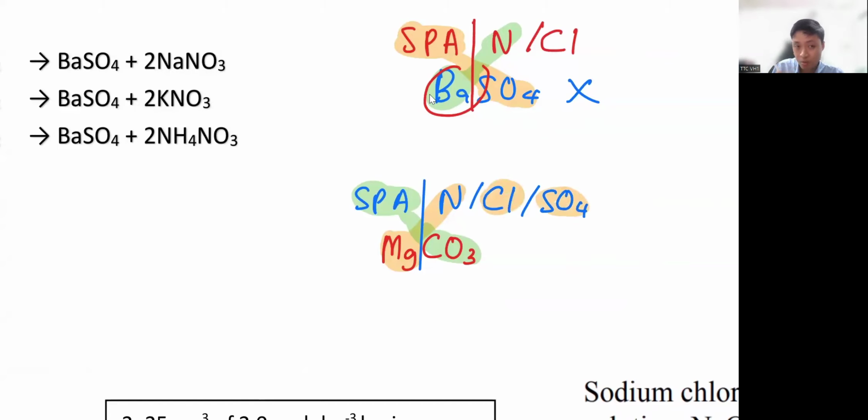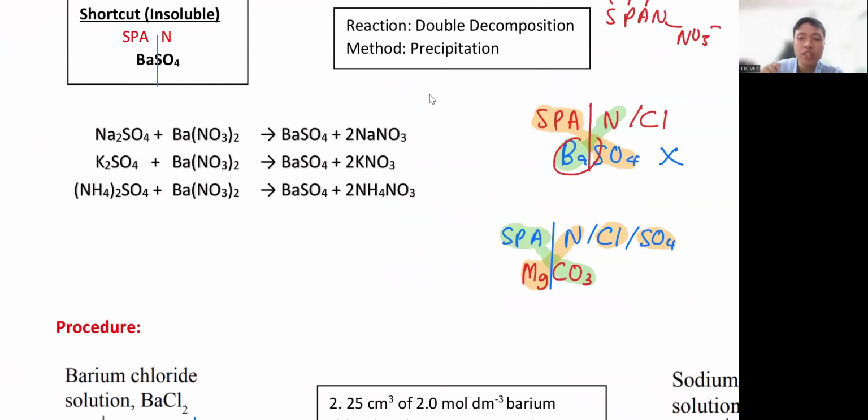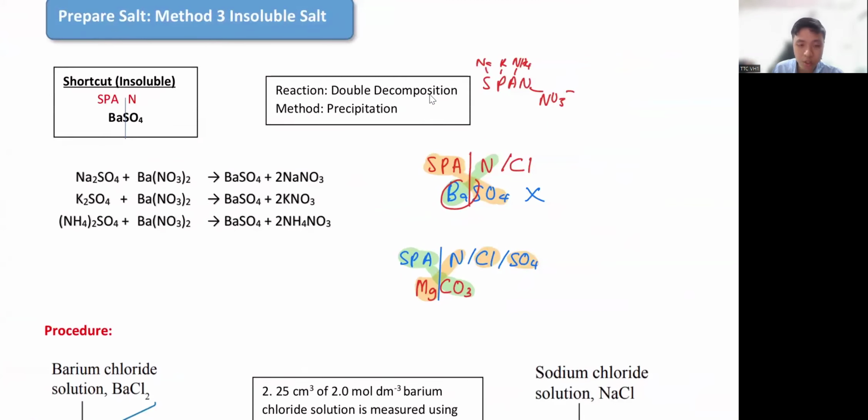So in this case, for the special part, normally you use nitrate, because nitrate is the safest option. Because nitrate is all soluble. So you take sodium sulfate and react it with barium nitrate to produce barium sulfate.